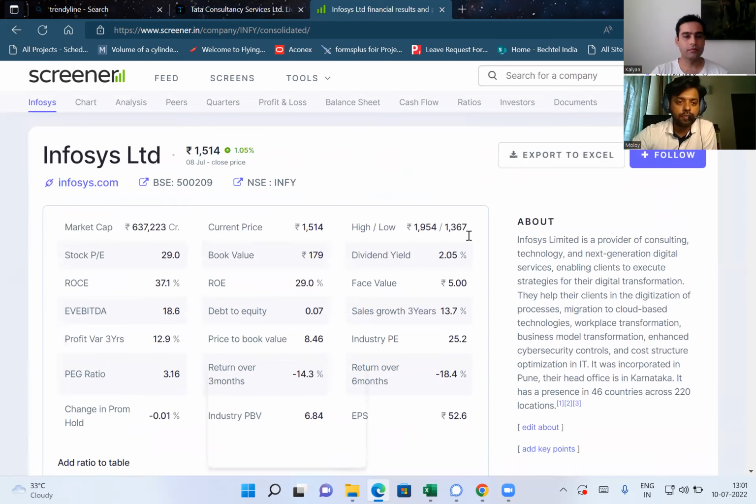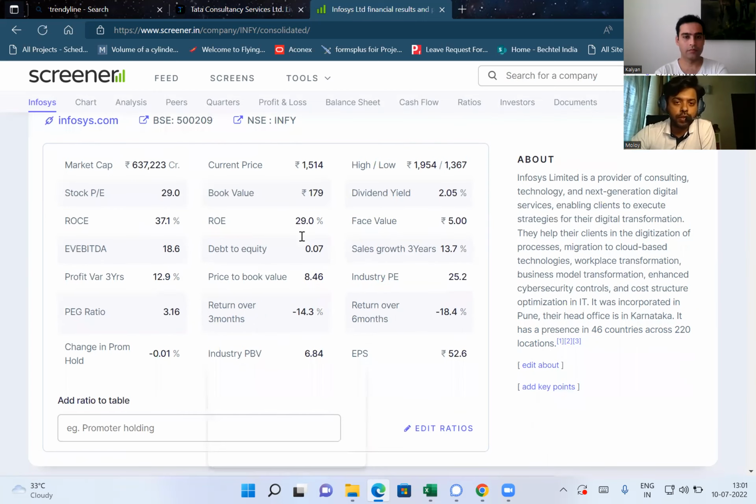Then there is a table. The first table shows many of the critical parameters, like the market cap of the company, the current price, the 52 week high and low point, so that you have a sense at what price you are entering, the stock P/E, the book value of the company, dividend yield, return on capital employed, return on equity, then debt to equity ratio. You see the sales growth for 3 years, profit variation for 3 years, price to book value, industry P/E, the PEG ratio of the company, and returns over 3 months and 6 months.